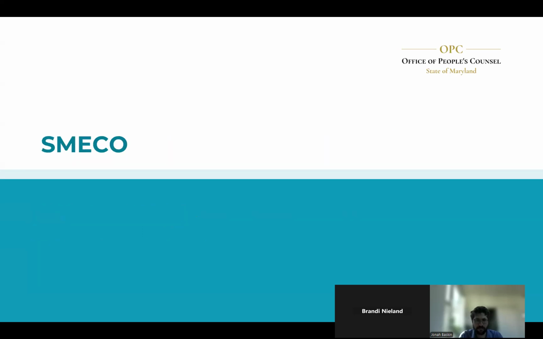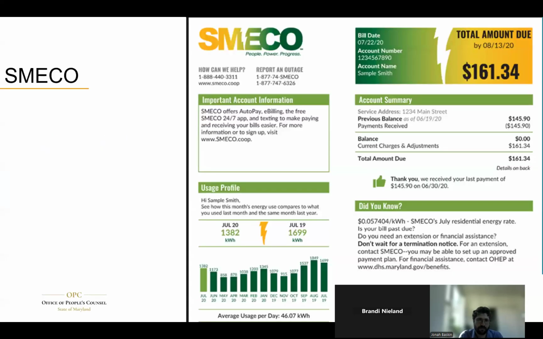All right, so first we're going to take a look at SMECO. This is the normal look at the SMECO bill. I'm just going to walk through it. Some of these things are more obvious than others, but we're still going to call them out. So the bill date, this is the date that the bill was actually created, like the day that it was actually printed. Below that is going to be your account holder information and your account number that is specific to you. A little further down under the account summary, we have the service address, the previous balance, which was your last bill due, then any payments received, including the date on which they were received, and your last payment made.